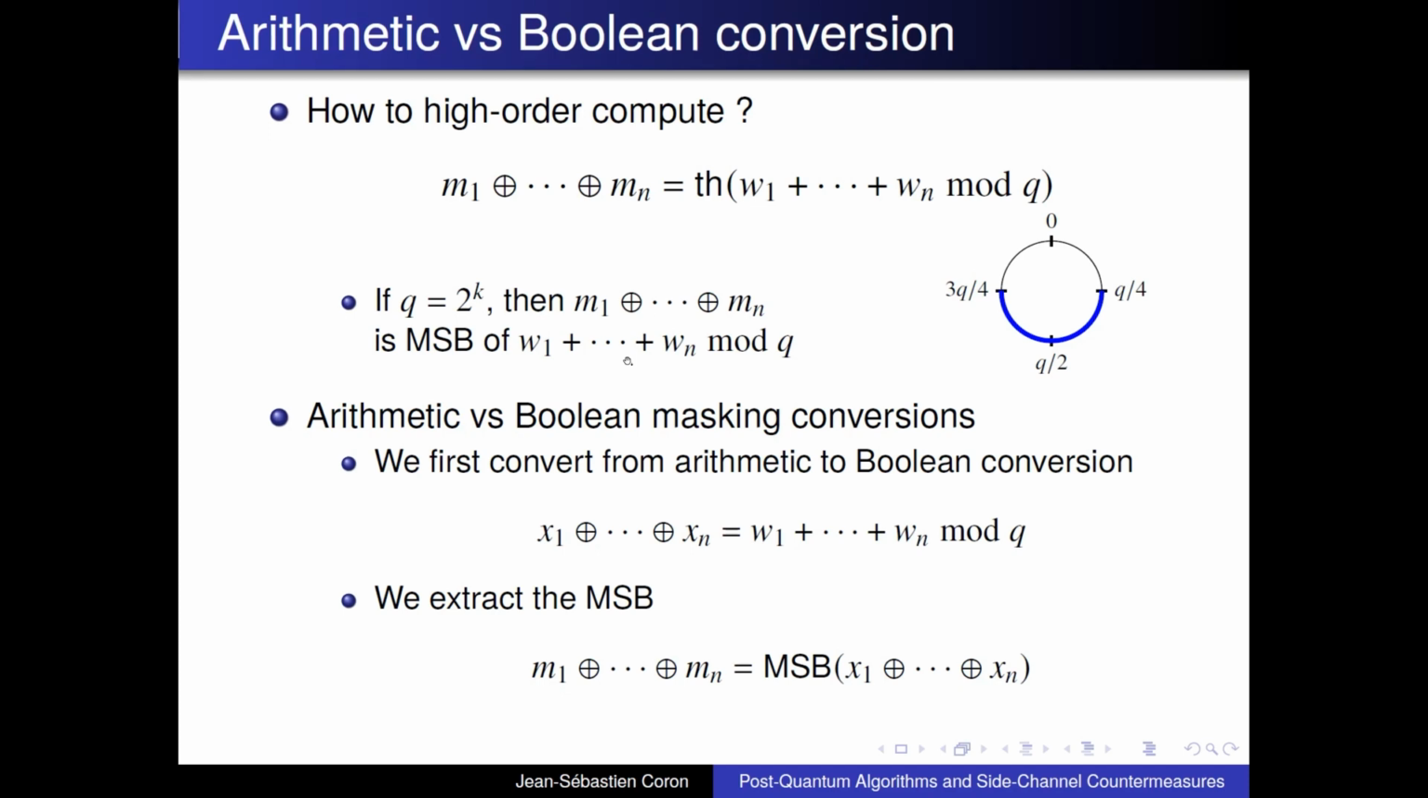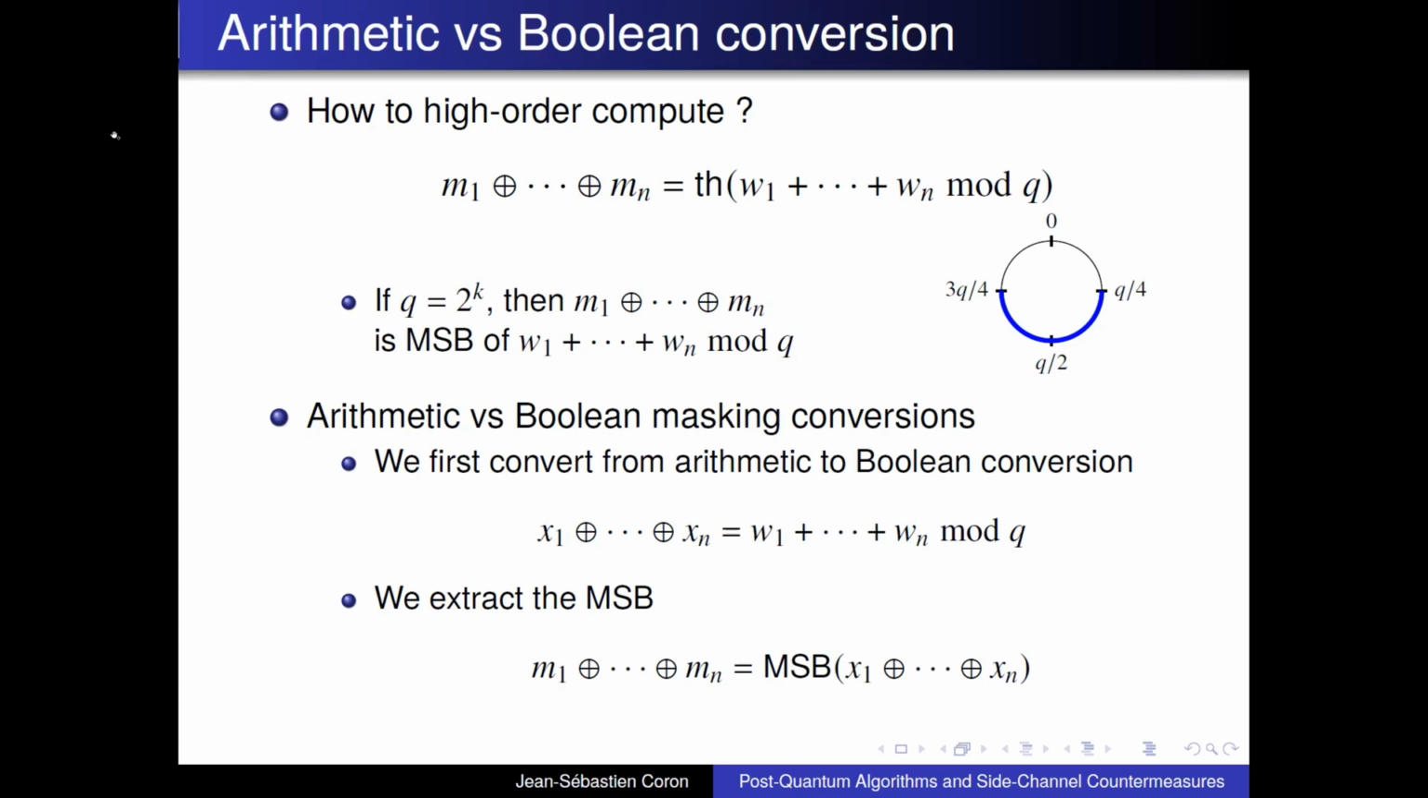So this implies, of course, that we should use an arithmetic versus Boolean masking conversion. In that case, we would convert from arithmetic to Boolean masking. We give as input the arithmetic shares, and we get as output the Boolean shares of the same value, and then we simply extract the most significant bit of every Boolean share. So for M_1 to M_n, M_1 will be the most significant bit of X_1 and so on. In that case, it is easy to apply this decryption function and to have security against high order attacks, simply using arithmetic versus Boolean masking conversions.